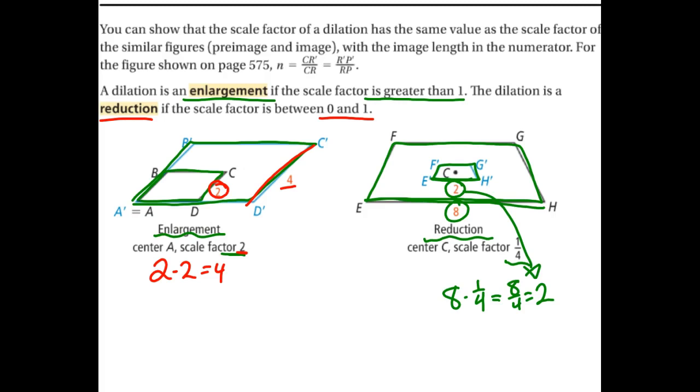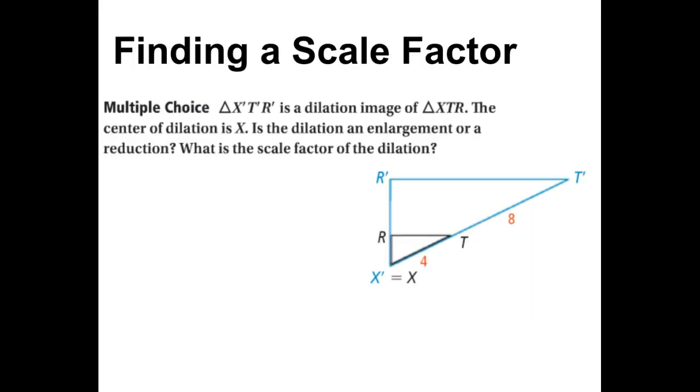Alright, so that's our idea of a dilation. We're going to do a little bit of practice with that now. It says finding a scale factor. X prime, T prime, R prime is a dilation image of XTR. The center of the dilation is X. Is it a dilation, an enlargement, or a reduction?